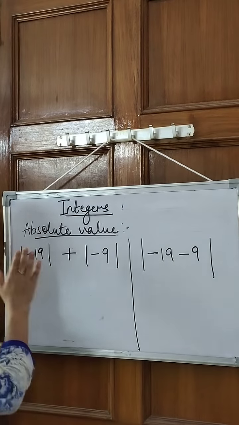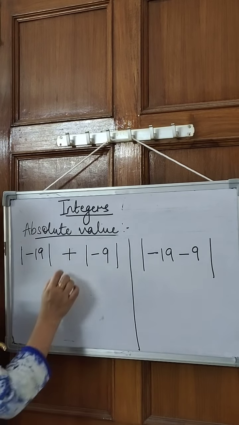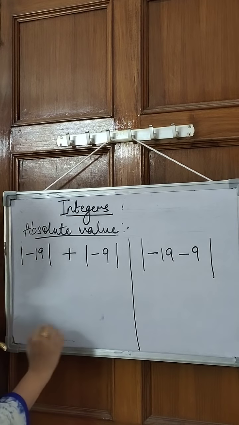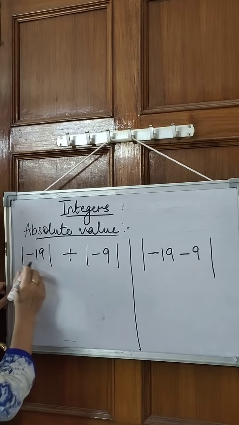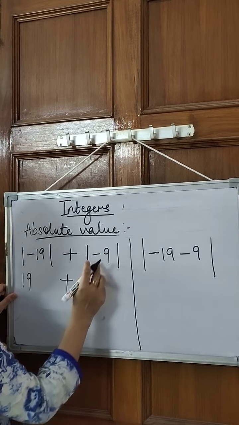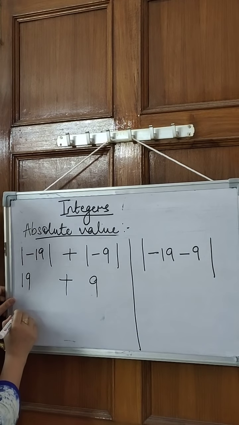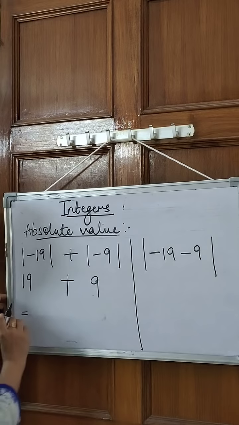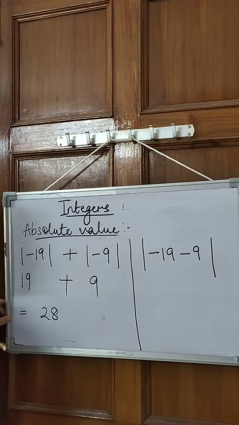So in this question, we have to first find the absolute value of each number. Then we have to add the absolute values. So the absolute value of minus 19 is 19, plus the absolute value of minus 9, which is 9. Now we can add them. So this will become 28.